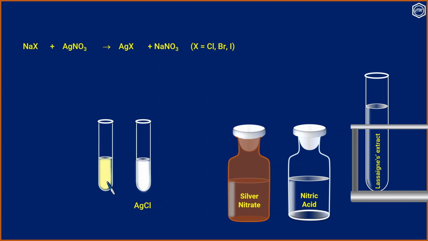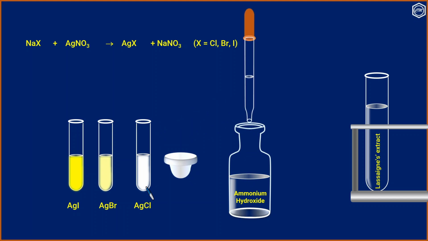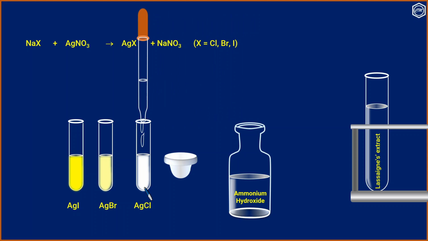If a pale yellow precipitate is formed, that shows the formation of silver bromide. And a yellow precipitate shows the presence of silver iodide. Now, we can distinguish these three by adding ammonium hydroxide. We add ammonium hydroxide first to this silver chloride precipitate. Using a dropper, we add a few drops.